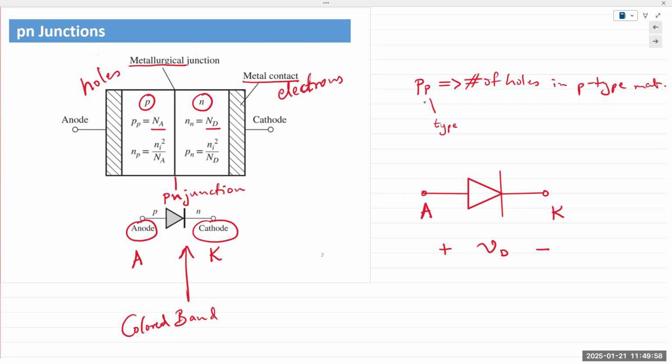Diode current ID always flows from anode to cathode. That is always the reference. If ID is positive, current is going from anode to cathode. If ID is negative, it's going from cathode to anode. Okay.